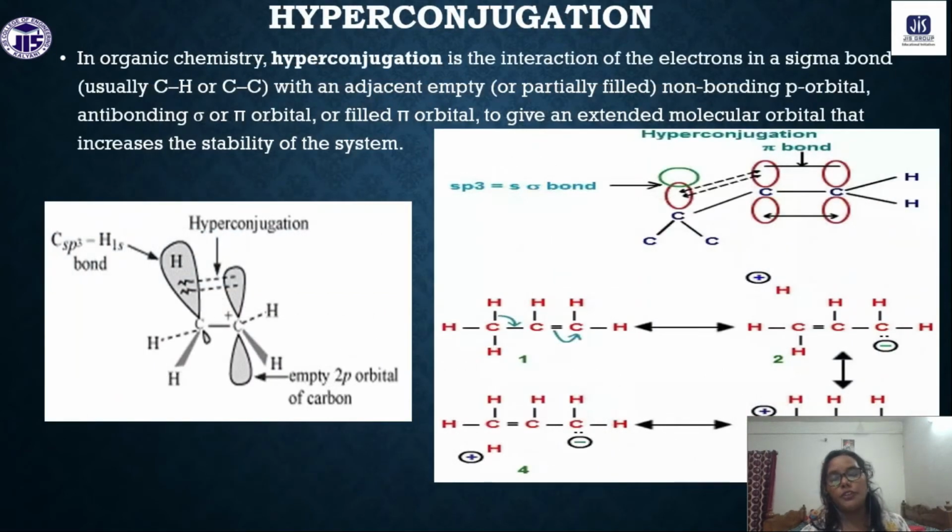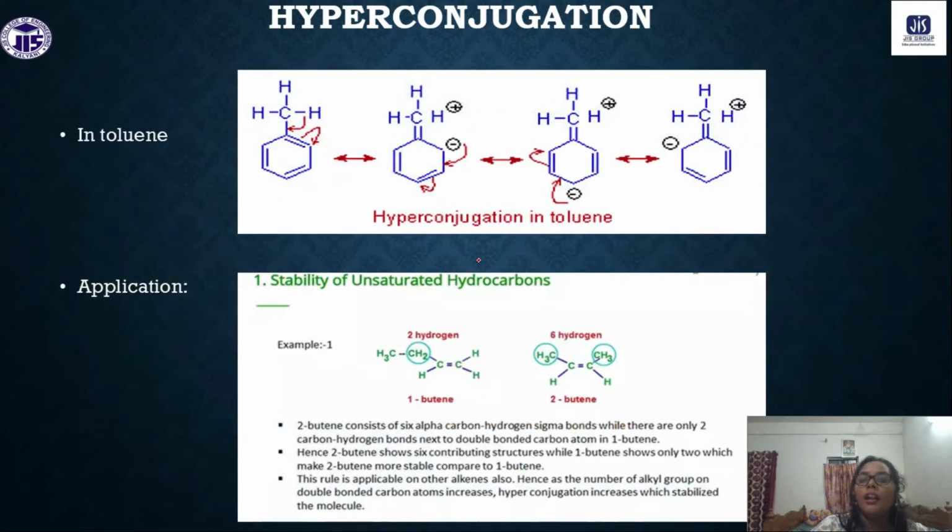Next, hyperconjugation. We can generally see this effect when we have an alpha hydrogen with a conjugated system. By this effect we can explain the stability of the atoms. This is the hyperconjugation effect in toluene. Between 1 butene and 2 butene, 2 butene is much more stable than 1 butene because of the higher hyperconjugation effect.